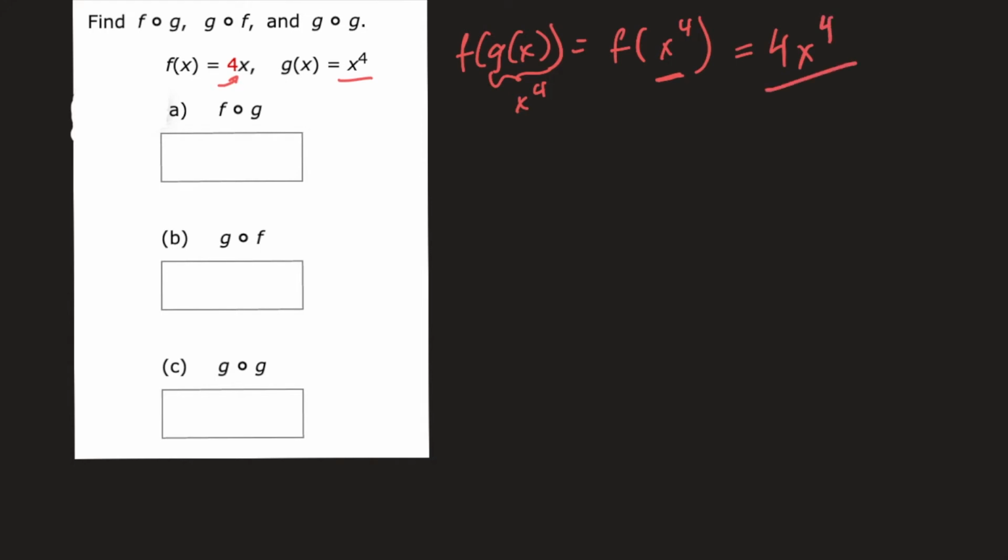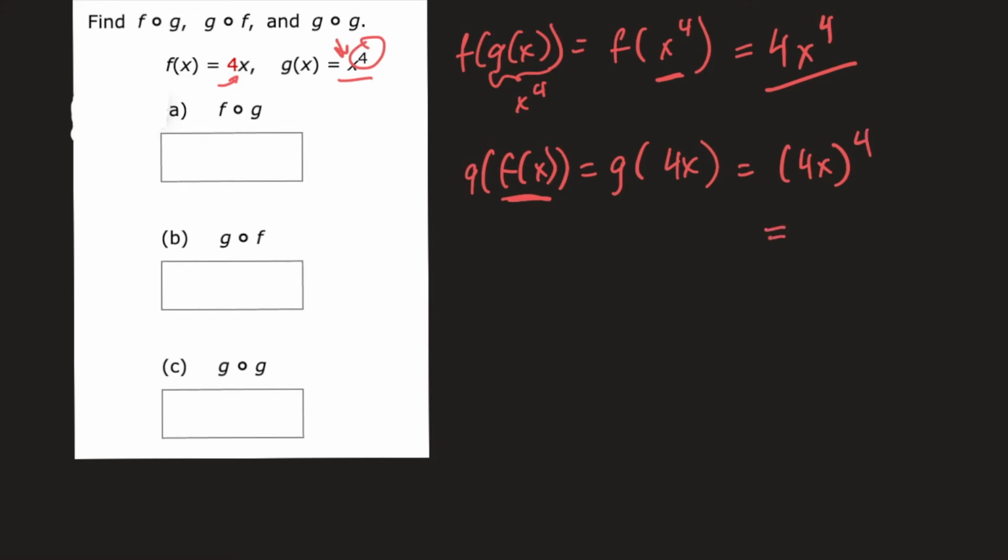So instead of writing x, I'm going to write x to the 4th. That's it. In the second one, we have to do the opposite. g of f of x. So again, I'm going to replace f of x with what f of x is equal to. So g of 4x. Now I'm going to go into my function g of x and plug it into the variable there. So instead of x, I'm going to write 4x. And then that function is taken to the 4th power, which would be 256x to the 4th.